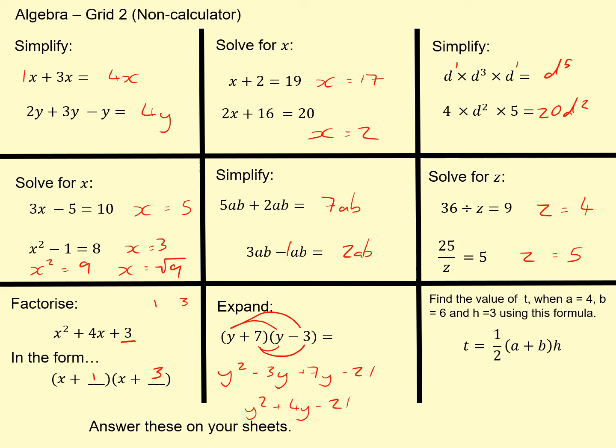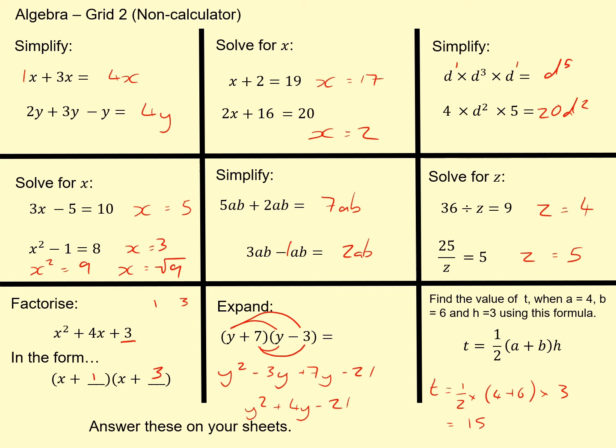And then finally, we have this formula. It says t equals half, then a plus b in brackets, times h. Well, it's actually the area of a trapezium, that formula, but all we need to do is substitute in some values. So t is equal to half times, in brackets, a plus b, where a is 4, b is 6, and then we multiply it by h, which is 3. So 4 add the 6 would be 10, times 3 is 30, times the half is 15, so our answer will be 15.